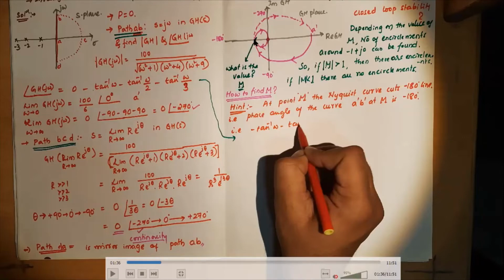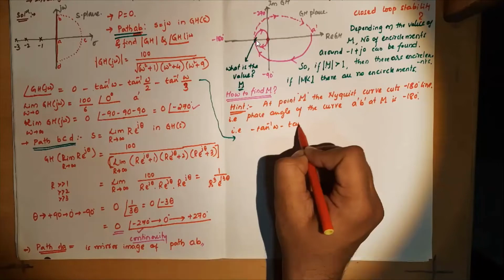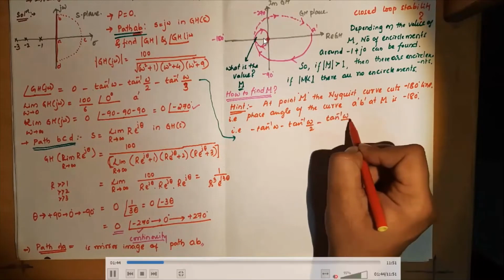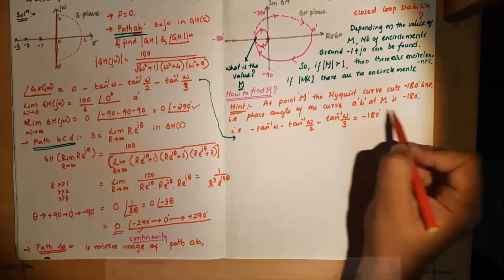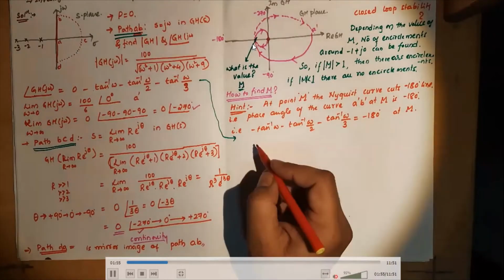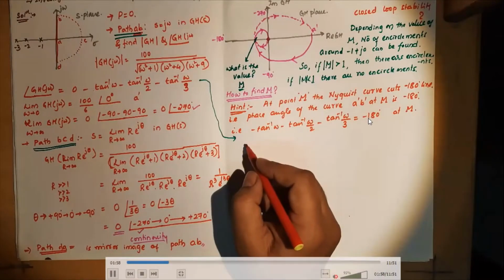So if that gain comes out to be greater than 1, then it means the curve is enclosing the minus 1 point. If that gain comes out to be less than 1, then the curve doesn't encircle the minus 1. So that is the ultimate conclusion. Now we use this phase angle expression and equate it to minus 180 degrees to find for what omega this is minus 180 degrees.